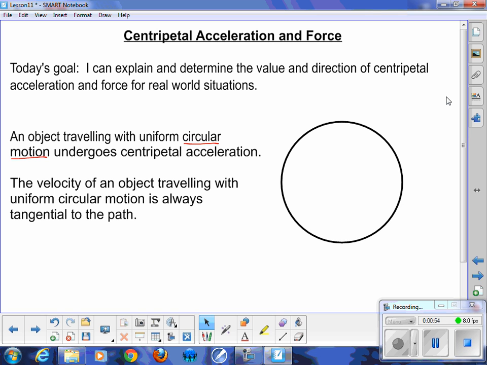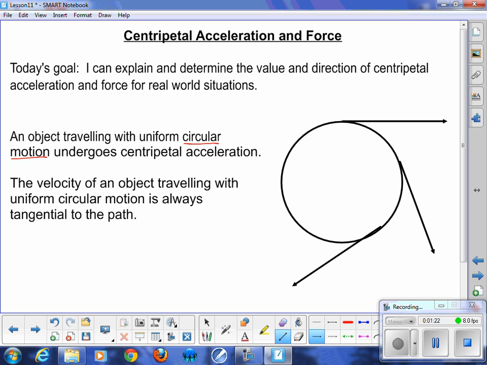So if you're going in circular motion, like any of the fair rides where you're going around in circles constantly, you're undergoing a centripetal acceleration. That means that the velocity of an object traveling with uniform motion is tangential to the path. So what does that mean? That means if you were going around in circles, anytime you let go, you would travel in the direction tangential to the circle that you're traveling.